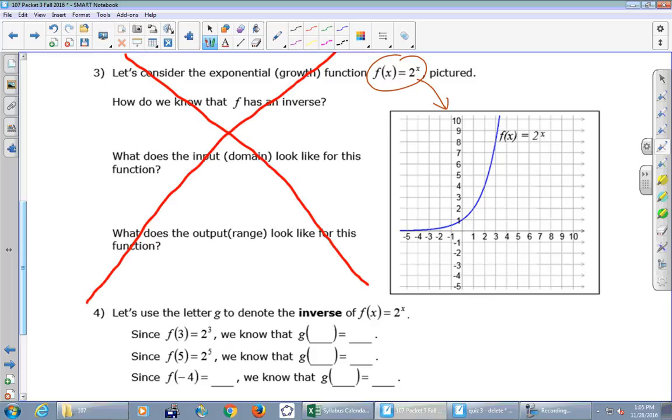I'm trying to figure out, you guys remember this idea? Just changing the f of x to a y, and then we swap the x and the y, you remember that? So I'm swapping the x and the y, and I'm trying to solve this equation for what letter? For y. But I don't know how to solve that for y. So I don't know what the inverse function is.